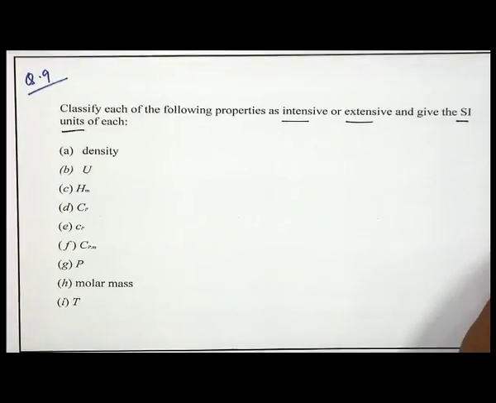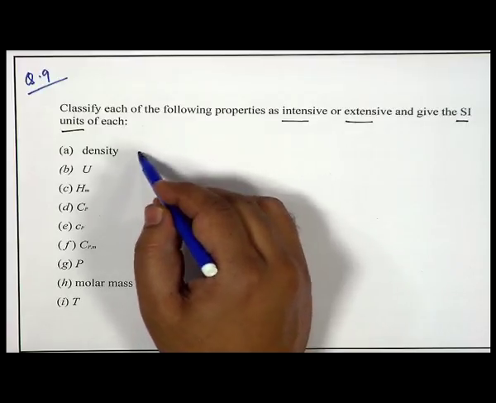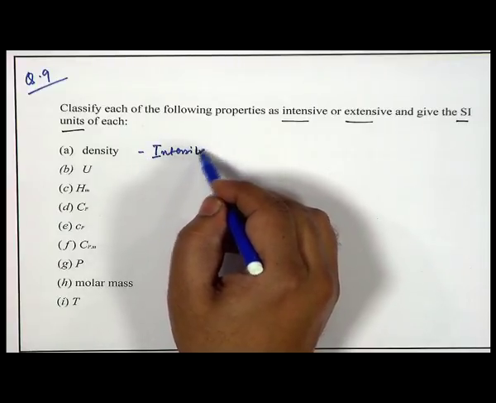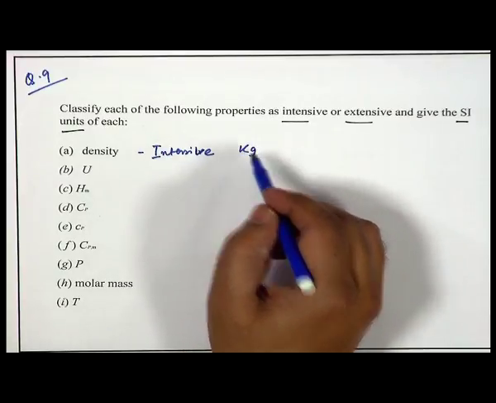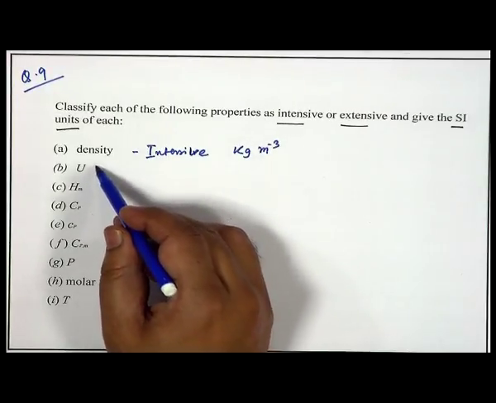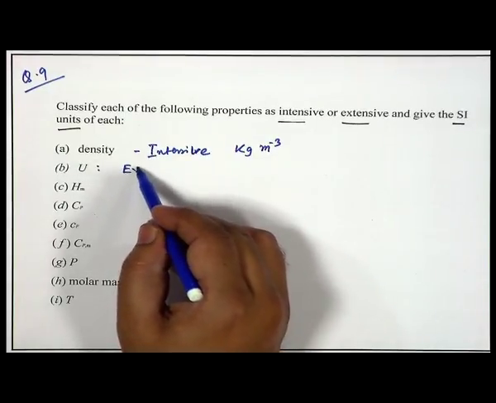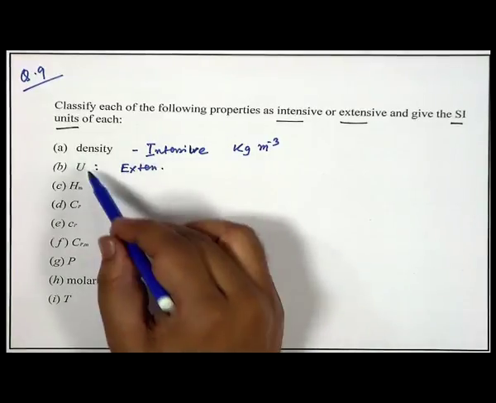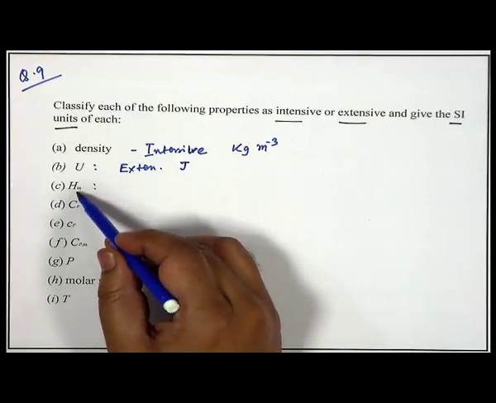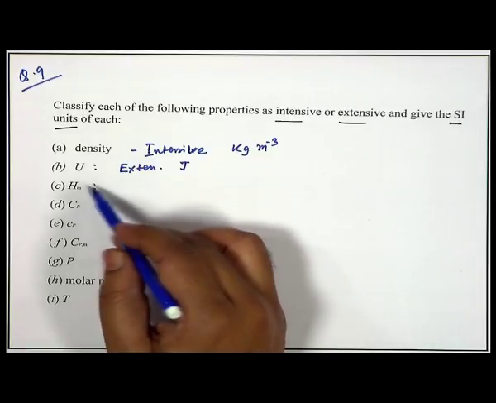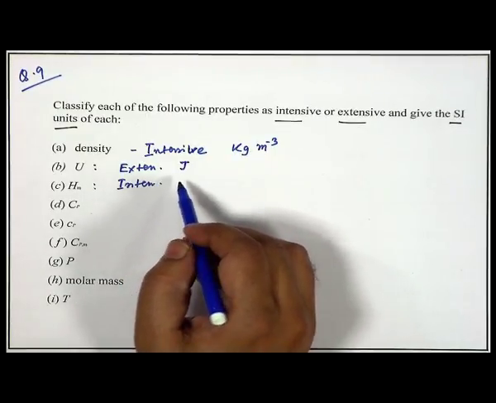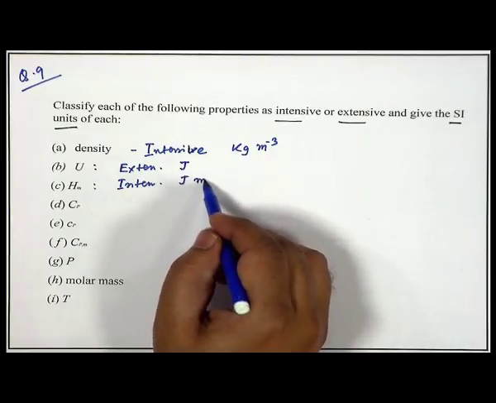Density is an intensive quantity, and the unit should be kg per meter cube. Internal energy, as we said, is an extensive quantity, it is energy. So, the unit should be joule. This is molar enthalpy, so enthalpy per mole. So, it must be an intensive quantity, and it is energy per mole. So, joules per mole.